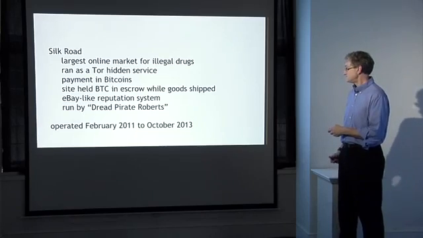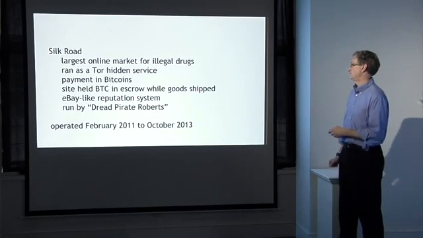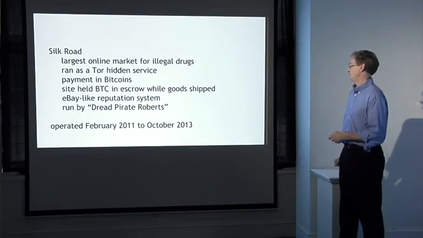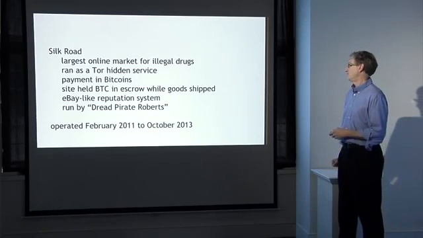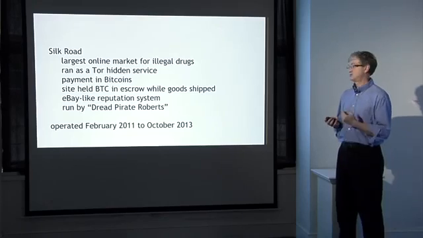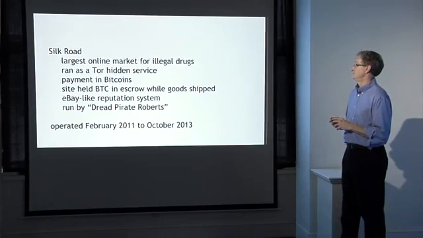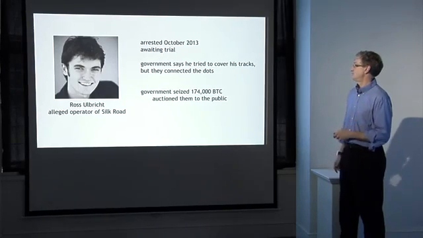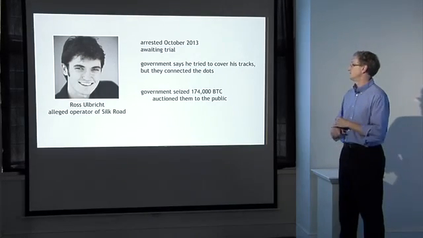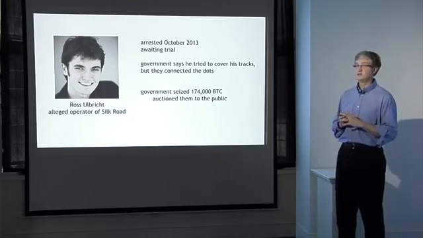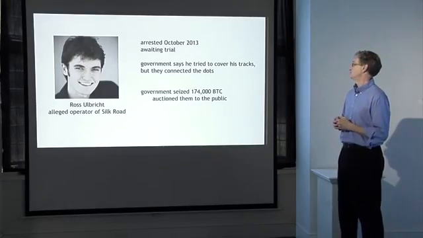Silk Road was run by a person who called himself Dread Pirate Roberts, and some of you may recognize that reference, obviously a pseudonym. It operated from February 2011 until October 2013. Silk Road was shut down after the arrest of this guy, Ross Ulbricht, who was the alleged operator of Silk Road. He was arrested in October 2013, and he's currently awaiting trial.